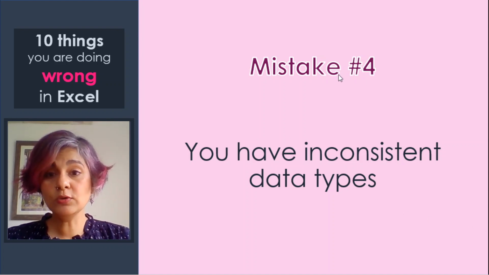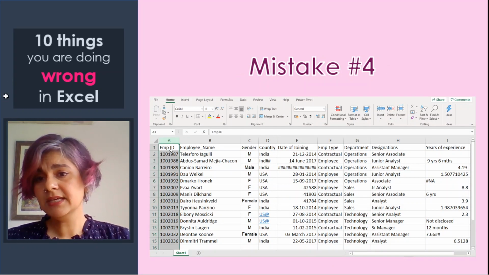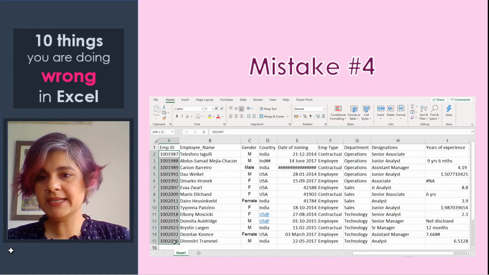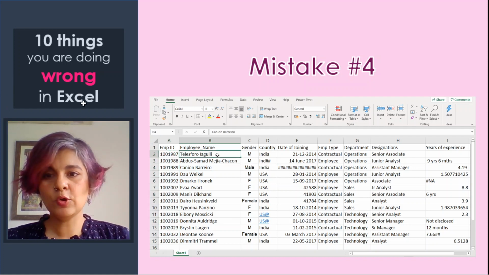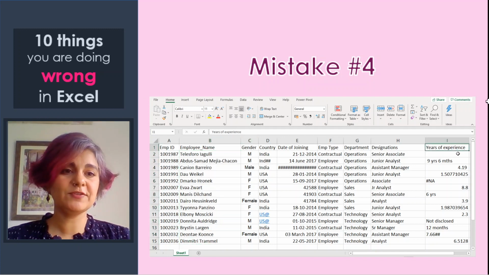Looking at our own spreadsheet over here, let's look at the first column. This seems to be okay. So all my data looks quite similar. My employee names seem to be okay as well. And then let's move on to maybe the last one, which is years of experience.